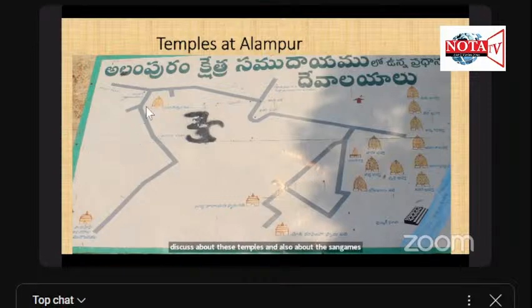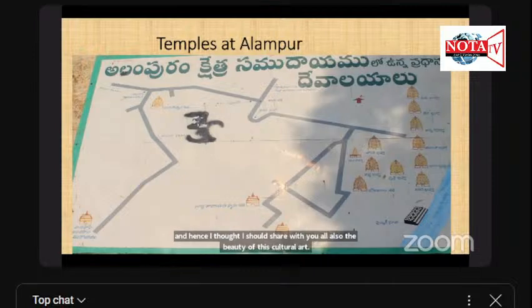Why these temples? Because these temples have such beautiful architecture and sculptural art, which I have not noticed in any of the temples that I have visited in Telangana. This has really fascinated me, and hence I thought I should share with you all the beauty of this sculptural art.